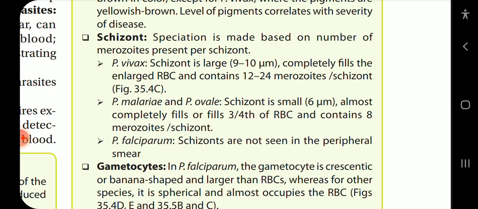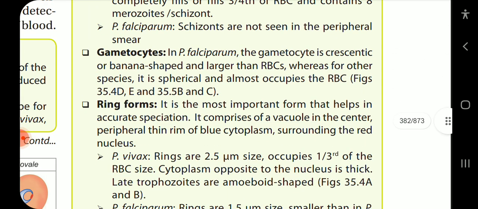The Plasmodium malariae and Plasmodium ovale schizont is small, 6 micrometer, almost completely fills or fills 3/4 of the RBC and contains 8 merozoites per schizont. Plasmodium falciparum schizonts are not seen in the peripheral smear. Gametocyte: in Plasmodium falciparum, the gametocyte is crescentric or banana shaped and larger than the RBC, whereas for other species it is spherical and almost occupies the RBC.